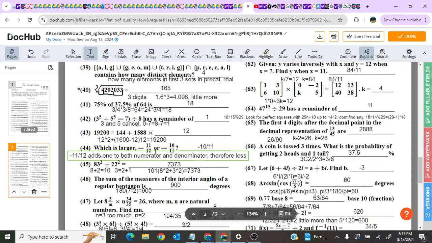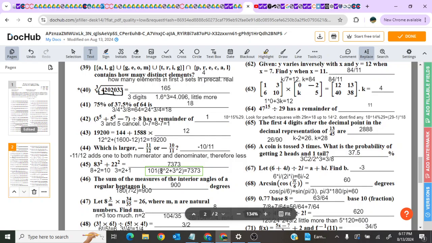45, 83 squared plus 22 squared. This is your very obvious trick you're going to use because they just give you two random squares. So you see, first off, this ones place is one more than this tens place. And this tens place and this ones place add up to 10. So you can use your trick. For the one with the ones place one greater than the tens place, you square the digits, add them together, and multiply by 101. 64 plus 9 is 73. 73 times 101 is 7373. And that'll be your answer.